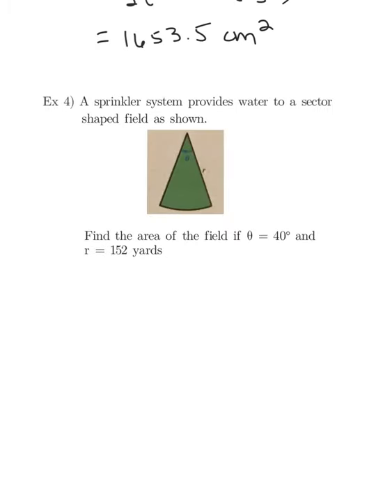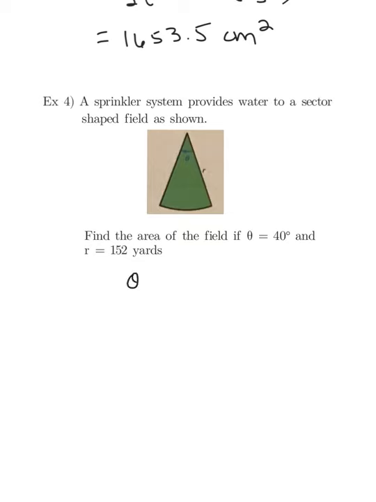On example 4, we have a sprinkler system provides water to a sector-shaped field as shown, and we have a picture showing you what the field looks like. This is just the sector of a circle, and we are asked to find the area of that field if theta equals 40 degrees and r equals 152 yards. So this is just an area of a sector problem, but the first thing we have to notice is that our theta is in degrees.